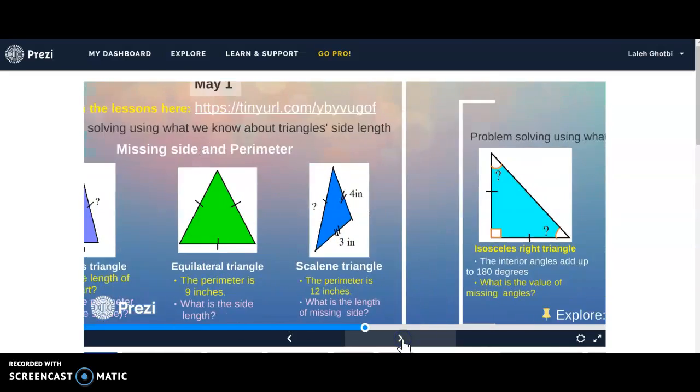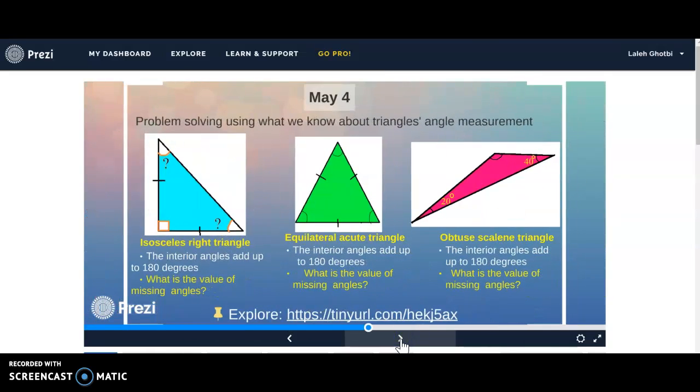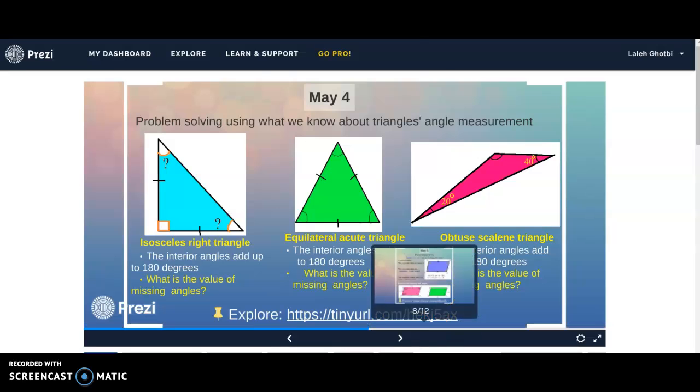So we're classifying triangles based on angle measurement and side length. You remember these symbols? If you see two of them, it means two of these sides are equal. So this is an isosceles triangle which has a right angle. So the new name is going to be isosceles right triangle.